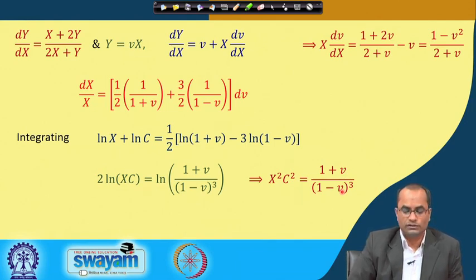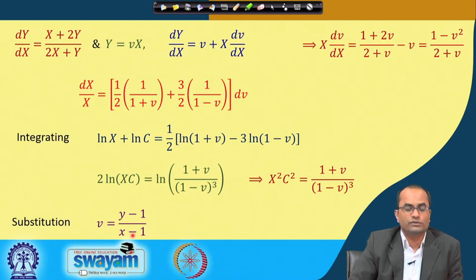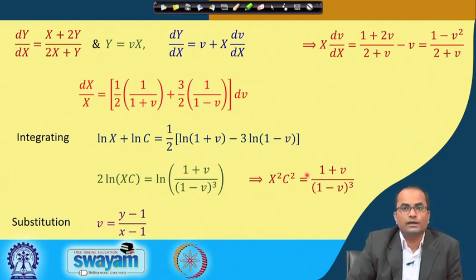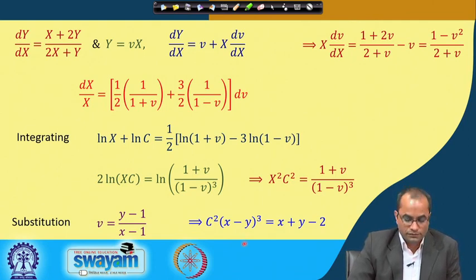and then we need to substitute this V as (y minus 1) over (x minus 1), because this h and k were, this was k and this was h, which was 1 there. So, V in terms of y and x was given here as big Y over big X, and then big Y is y minus 1 and big X is x minus 1. So, finally, this V we have to substitute here to get the relation of x and y. By substituting this we get the relation c square (x minus y) cube is equal to x plus y minus 2, and that is the solution written in implicit form of the given differential equation.